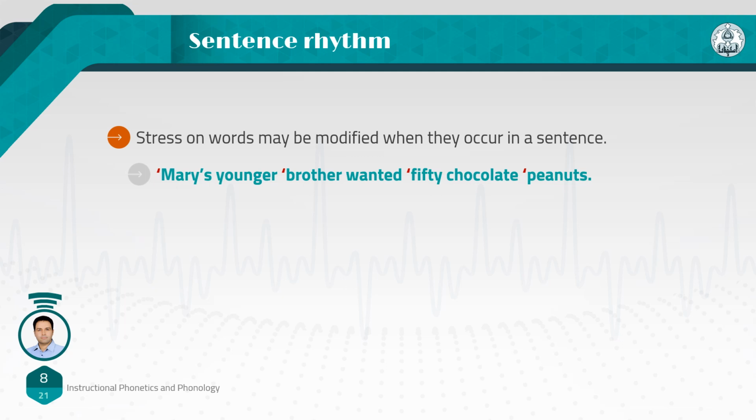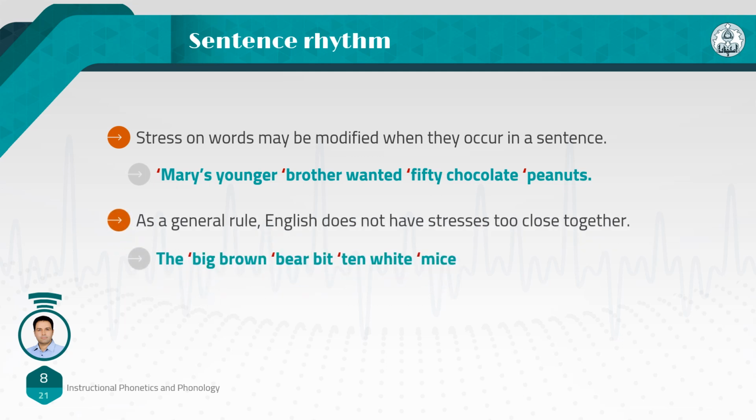The same kind of phenomena can be demonstrated with monosyllabic words. As a general rule, English does not have stresses too close together. Say this sentence: the big brown bear bit 10 white mice. Most people will say this sentence like the one I just said. In fact, it sounds unnatural if you put a stress on every sound. For example, the big brown bear bit 10 white mice. See, it is unnatural.